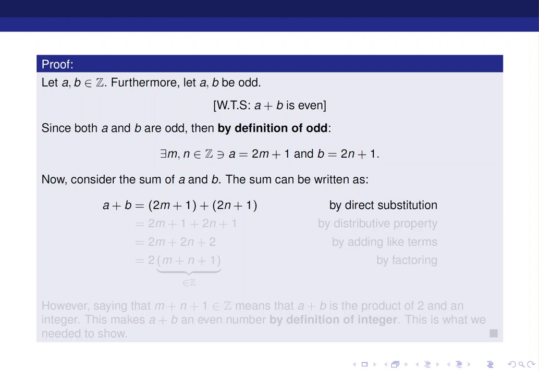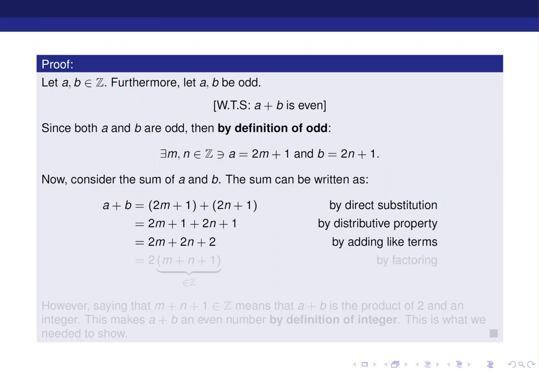Now, I want to consider the sum of a plus b, which can be written as 2m plus 1 plus 2n plus 1. This is by direct substitution. I know that a is 2m plus 1, so I just substitute it. I know that b is 2n plus 1, so I just substitute it. And I give the justification on the side. With the distributive property, I can erase the parentheses, and then I can add like terms.